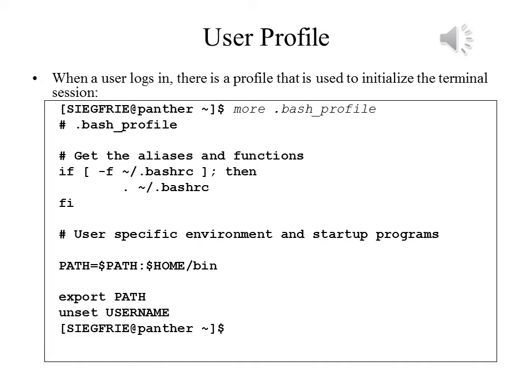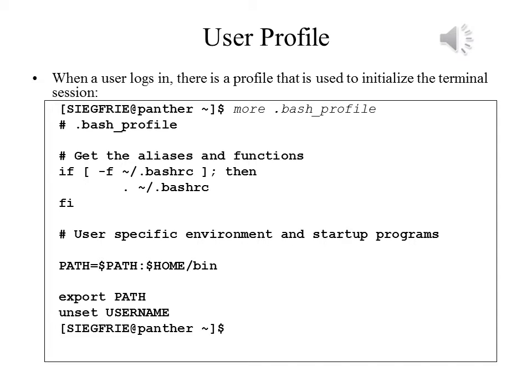When a user logs in to a Linux terminal, there's a profile that is going to get used to initialize the terminal session. This is an example of what's called a hidden file, because it begins with a period. When you do a normal file listing, these don't show up. The profile here is a series of commands that will run as you log in.